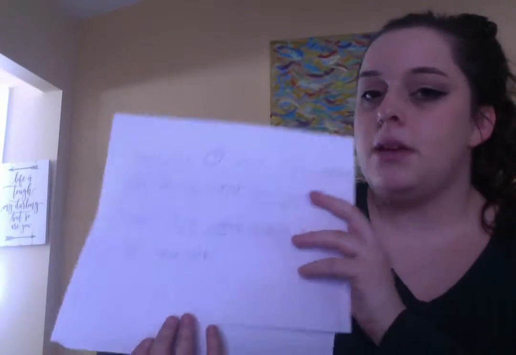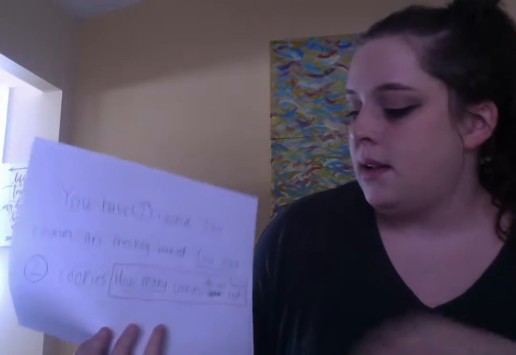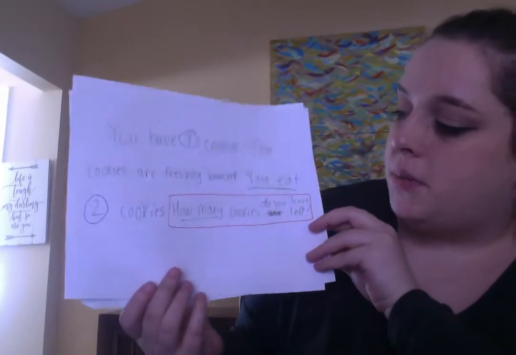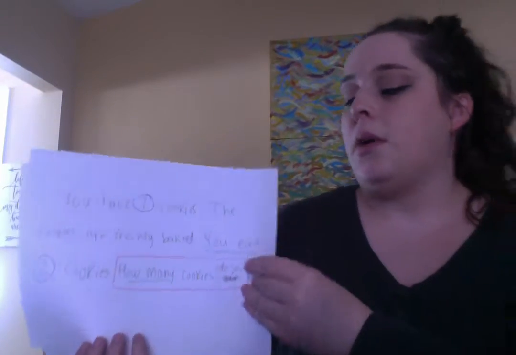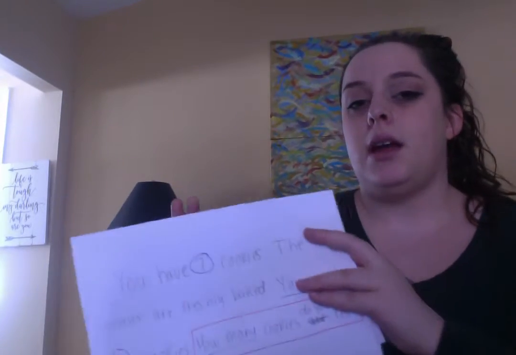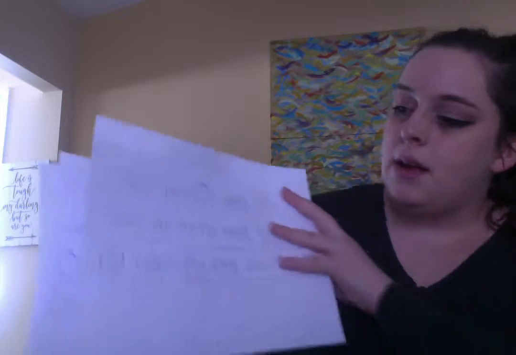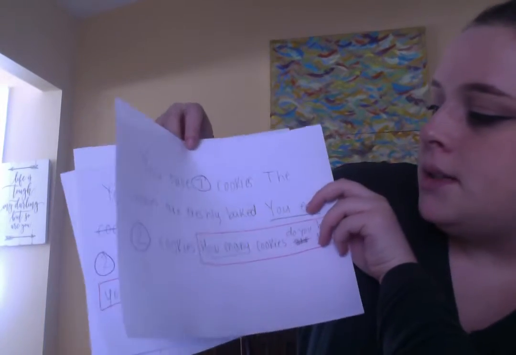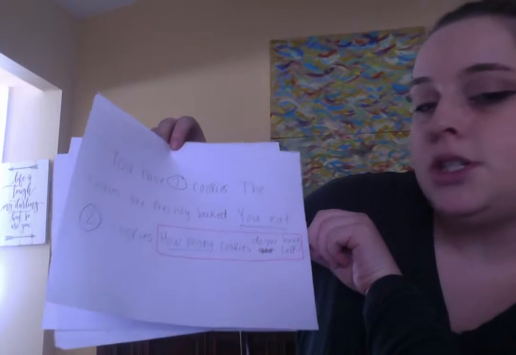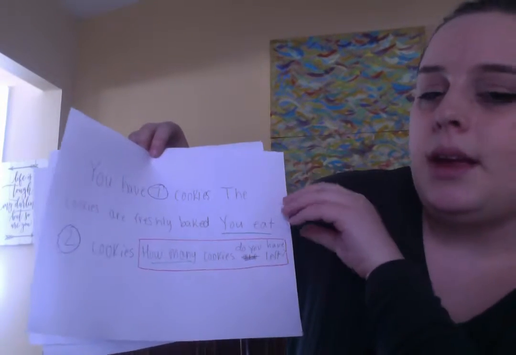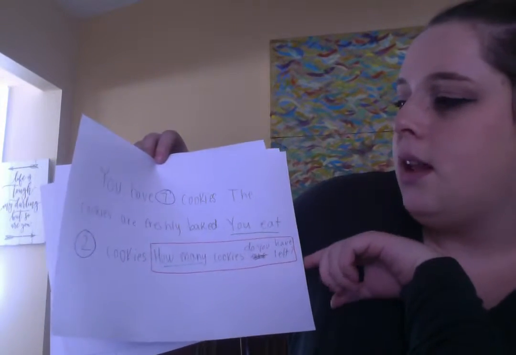We'll move to the B. We'll box the question at the end. Question would be, how many cookies do you have left? Now we're going to go to the E and eliminate any unnecessary information. Let's read it. You have 7 cookies. The cookies are freshly baked. You eat 2 cookies. How many cookies do you have left? Any unimportant information in there?